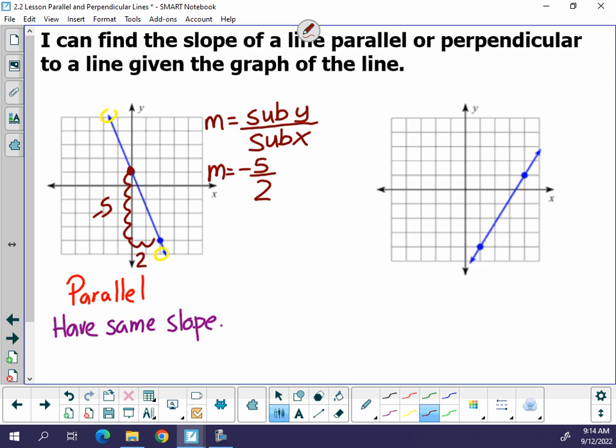If I'm going to graph a line that's parallel to this, I need it to have the same slope. So I can put any point on this coordinate plane, and if I go down 5 and to the right 2, I can create a line that's parallel to it. Now I know I didn't draw my line perfectly straight, but we're pretending. If we can imagine them going on and on forever, those two lines will never cross. Those two lines are parallel because they have the same slope.